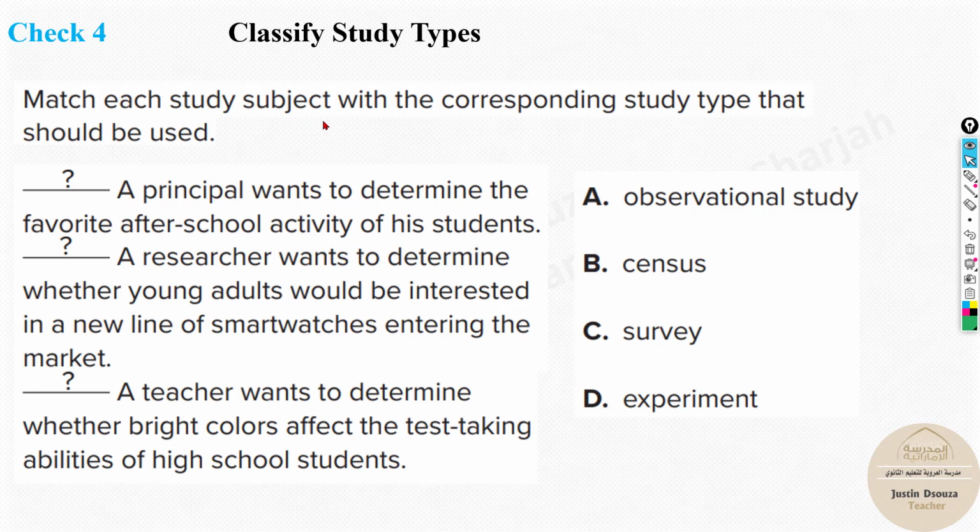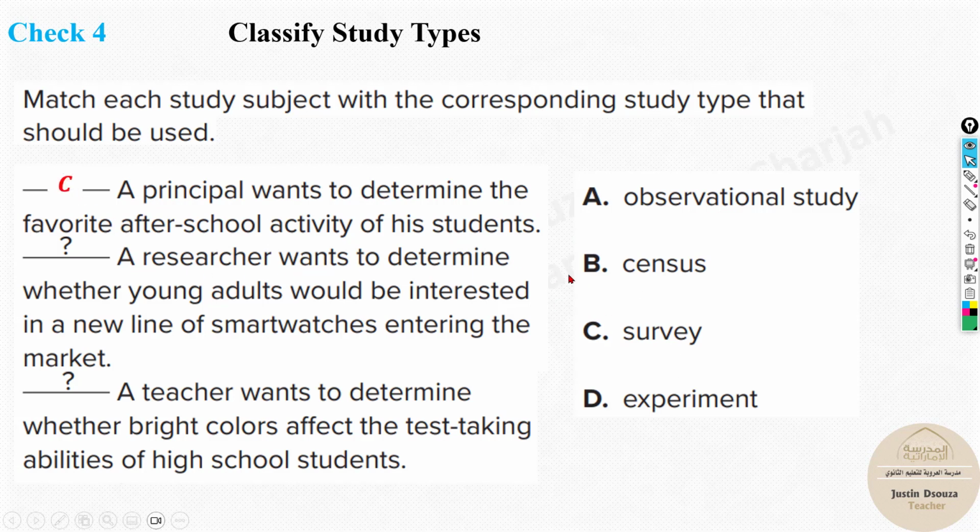Match each study subject with the corresponding study type that should be used. A principal wants to determine the favorite after school activity of his students. Now he wants to know from the students. Can he do an experiment? Not so useful. Can he do an observational study? No, he wants to know exactly. This would be a survey because he wants the students' opinions on their favorite after school activity. So it's a survey.